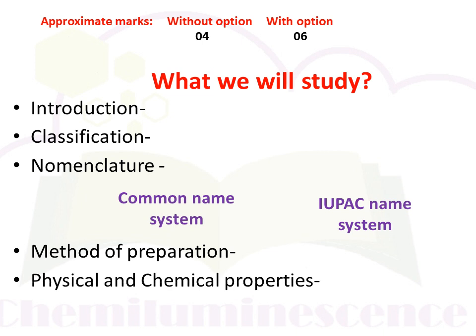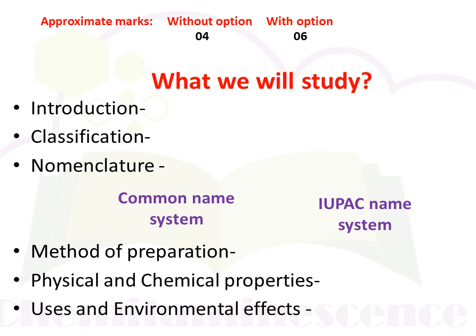After this we will study physical and chemical properties of halogen derivatives, and the last one we will study is uses and environmental effects of halogen derivatives. It means whether they show a positive impact or a negative impact on the environment, and their usefulness. Let's see first what is halogen.